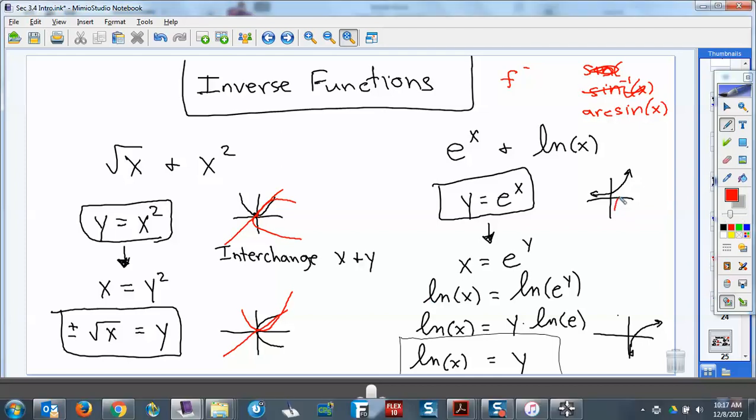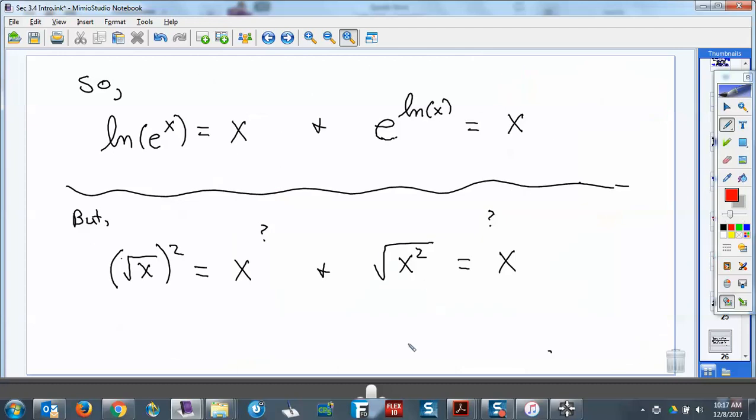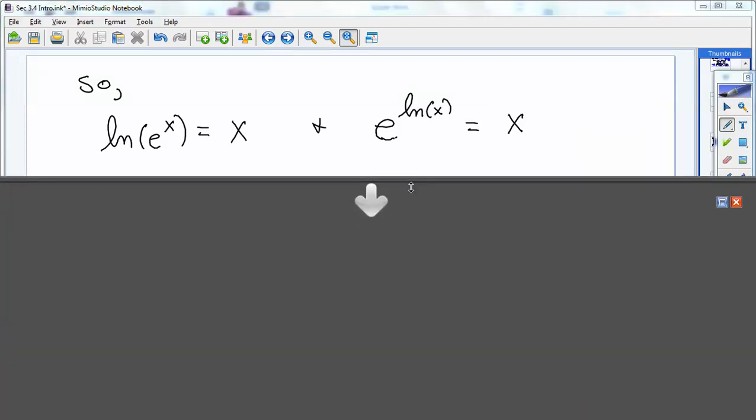Now, ln x and e to the x don't. But anyway, here's your y equals x line. Again, we can see mirror images. One of the facts of inverse functions then is that they undo each other. So this is what this means. If I do ln of e to the x, I get x. If I do e to the ln x, I get x.